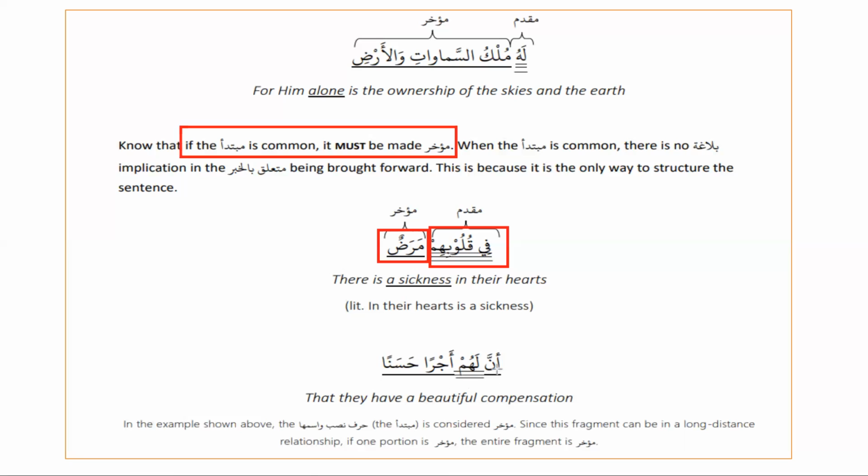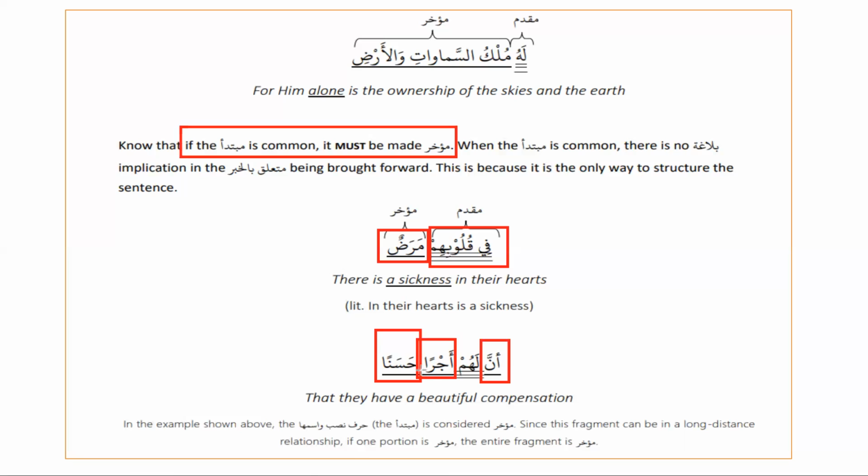Anna lahum, anna is a harf of nasab, then anna plus the ism which is in nasb status. Ajran. Ajran is mubtada. Anna lahum ajran hasanan. Here MBK is there.